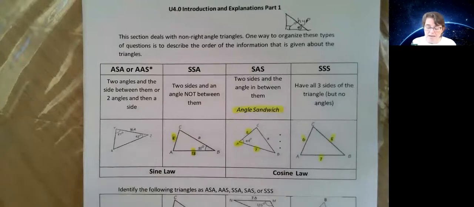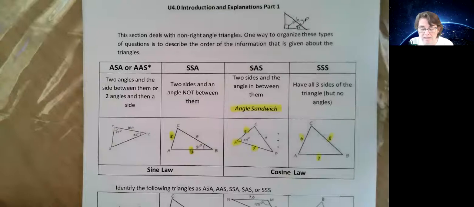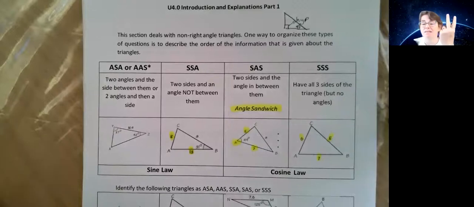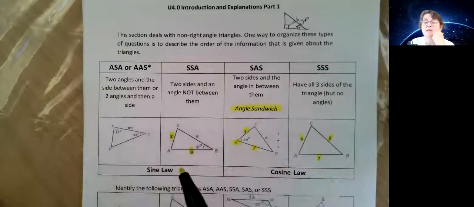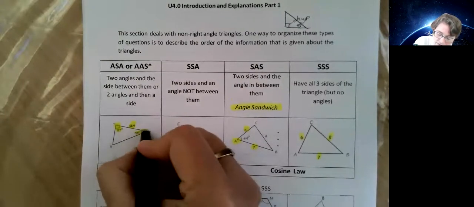Okay, and the other option is you have two angles, and the side can be between them or after them. It really doesn't matter, because if you know two angles in a triangle, you can always calculate the third, because all the angles in a triangle add up to, yes, you remembered, 180 degrees. So all I do is 180 degrees minus the two angles I have, and I can always get the third one. So here we have an angle and the side and the angle.